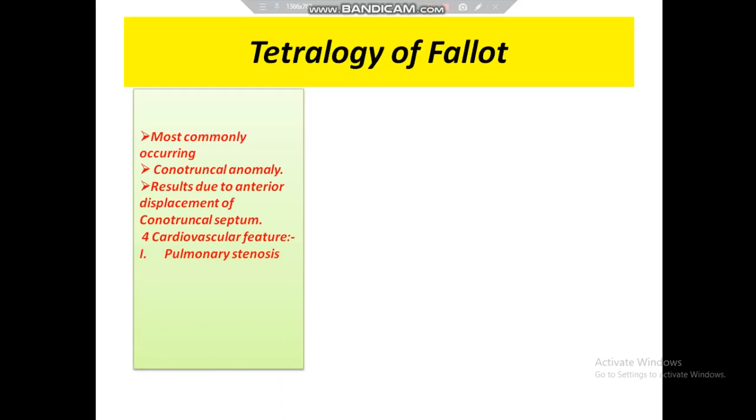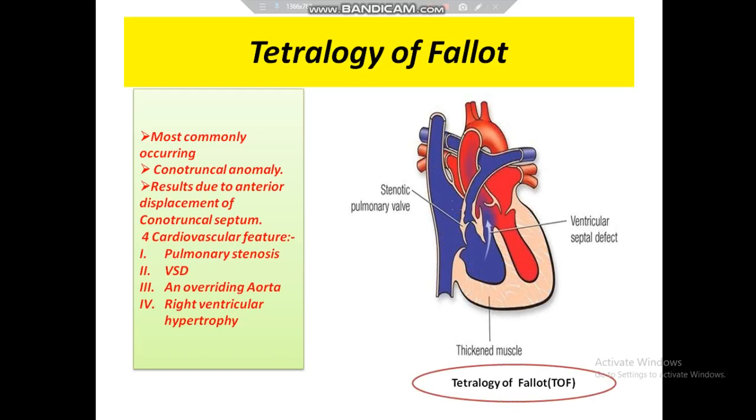Number 1, there occurs pulmonary stenosis. There is ventricular septal defect. There can be association with an overriding aorta. We will see what that overriding aorta is. Now there can be right ventricular hypertrophy. So this is tetralogy of Fallot.